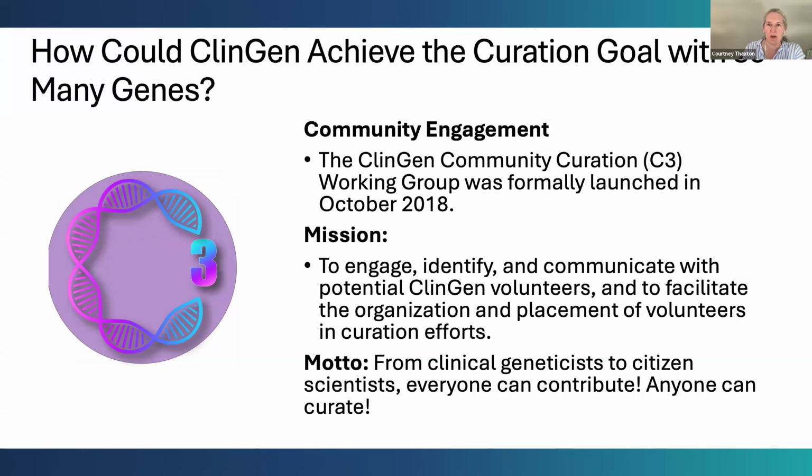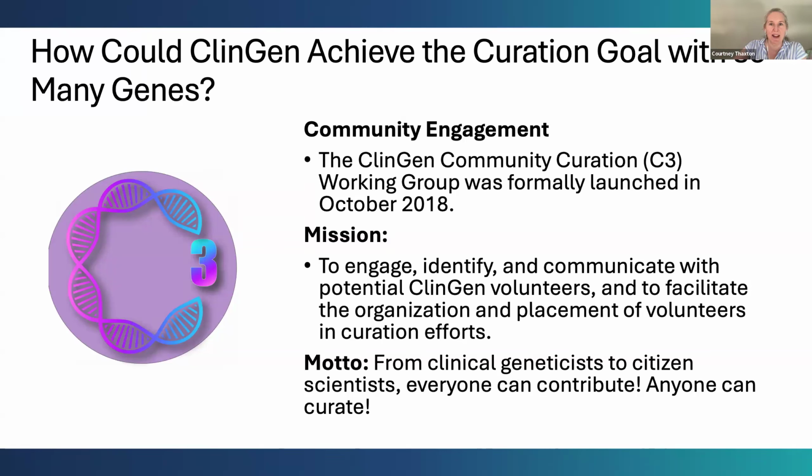And so if any of you have been wondering as you're here or listening later on online, how can you get involved? We do have the C3 working group that was established in 2018 with the mission to engage, identify, and communicate with potential ClinGen volunteers and to be able to assist their placement. And our motto really is, from clinical geneticists to citizen scientists, everyone can contribute and anyone can curate. Obviously, there are caveats there because you have to have a computer and be able to read and type, but we really feel that we want to make everyone feel that they can contribute to this resource.